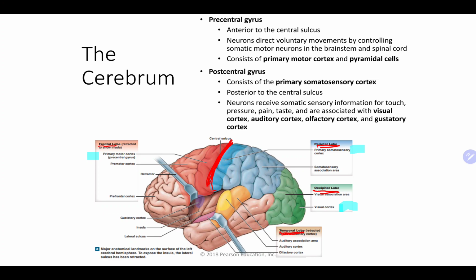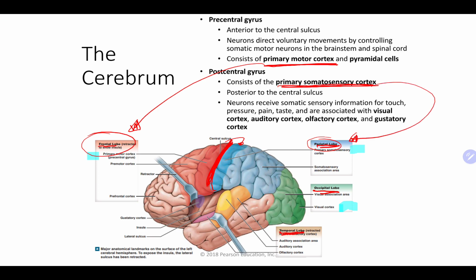So I do want you to look at the central sulcus right here. Just anterior to the central sulcus, we're going to be in the frontal lobe. The frontal lobe is going to consist of the primary motor cortex. Primary motor cortex is going to be in the frontal lobe. Now, posterior to the central sulcus, in this region, this is the parietal lobe. This is where we're going to find the primary somatosensory cortex. So again, primary motor cortex, frontal lobe; primary somatosensory cortex, parietal lobe.